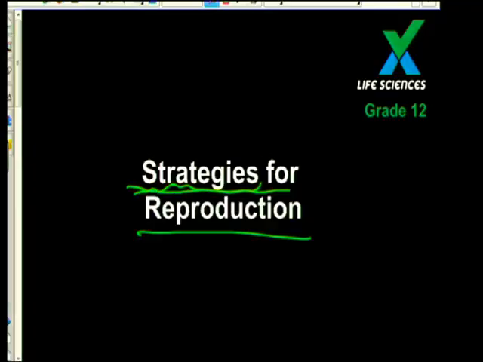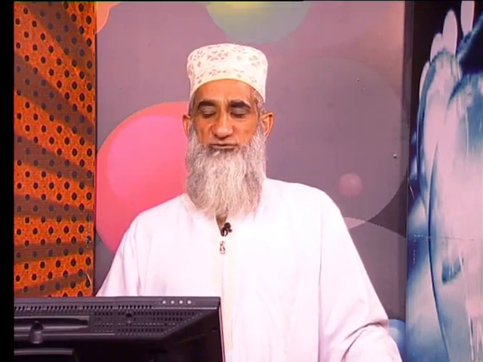And just to break that down before we actually get into the nitty-gritty of it, the word strategies shouldn't be a hard word for you, grade 12s. Strategies, to strategize, to plan, to make something easy. That's what we are talking about. So in terms of that, strategies for reproduction would mean we're making plans to facilitate reproduction.